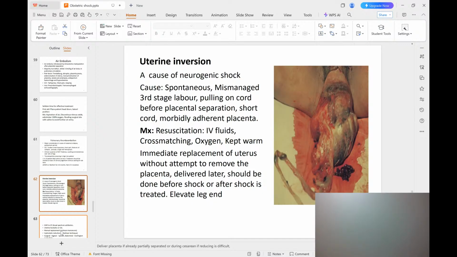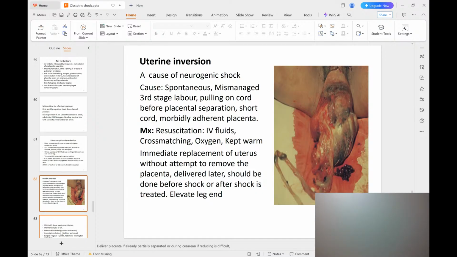The causes are spontaneous, mismanaged third stage of labor, pulling of the cord before placental separation, short cord, or morbidly adherent placenta. It should be managed with resuscitation, IV fluid, cross matching, oxygen, and the patient should be kept warm. The immediate replacement of the uterus should be done without attempt to remove the placenta, which can be delivered later.